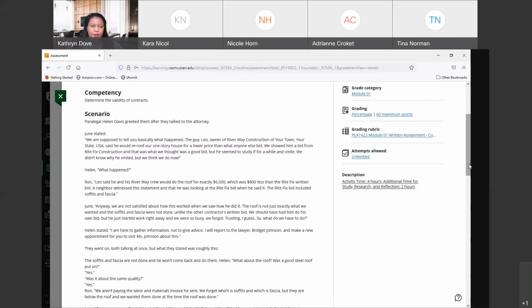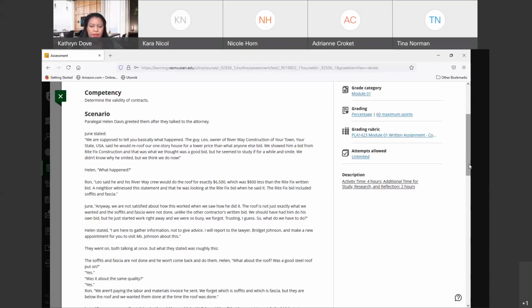So the paralegal says, "Well, I'm only here to gather information. It's the attorney's job to give you advice. I'll report to the lawyer and make an appointment for you to visit with the attorney, Bridget Johnson, about this." And then they both go on talking at once, and this is what they said. The soffits and fascia were not done. He won't come back and do them.